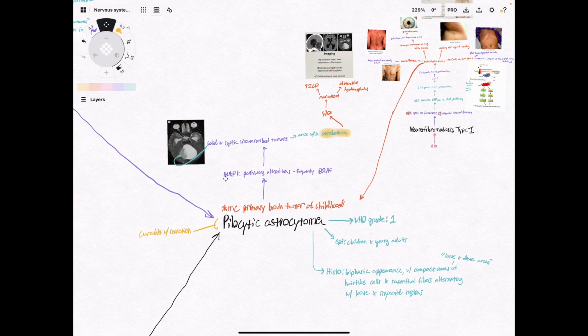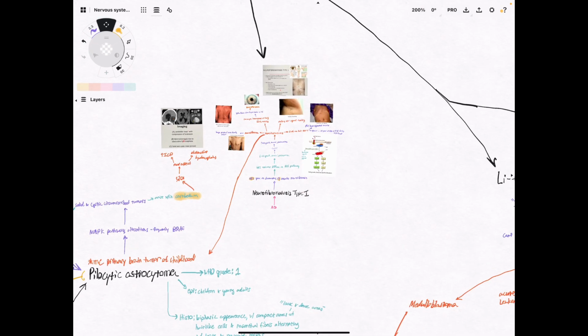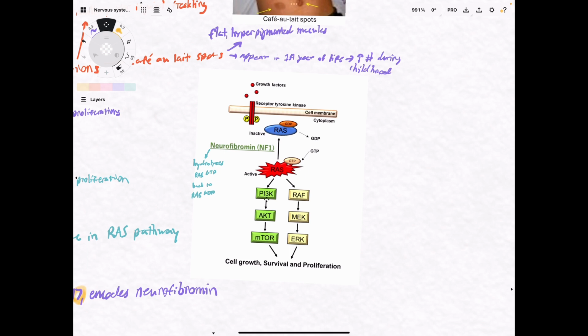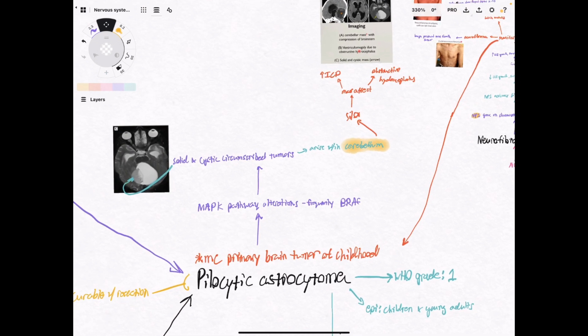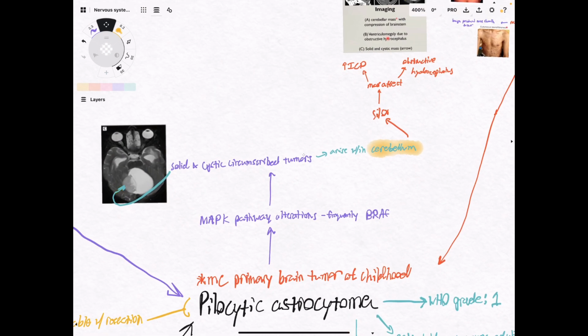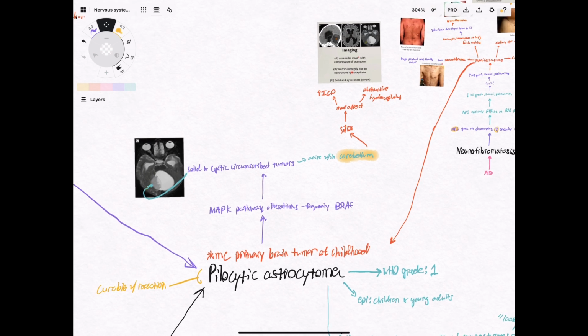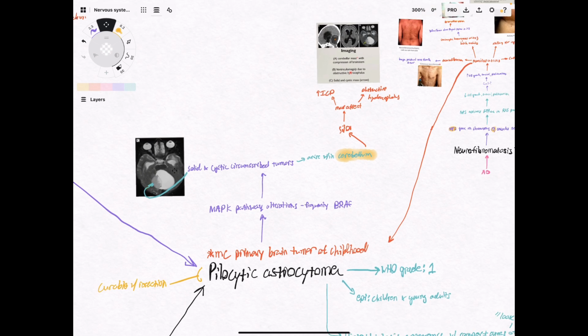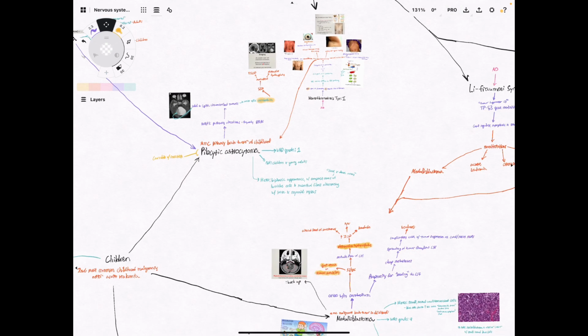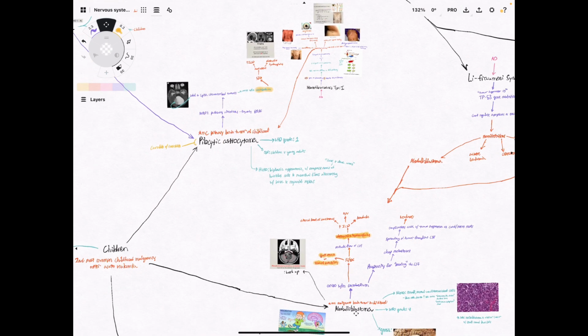It occurs whenever your MAPK pathway gets altered. Your MAPK pathway is a part of this pathway here. I don't see the MAP protein on my list here, but just know that the MAPK protein is involved with this. It's going to present with solid and cystic circumscribed tumors. These tumors are going to be very solid and cystic, and this is in contrast to another tumor that we're going to discuss that presents in the cerebellum later on, called a medulloblastoma down here.